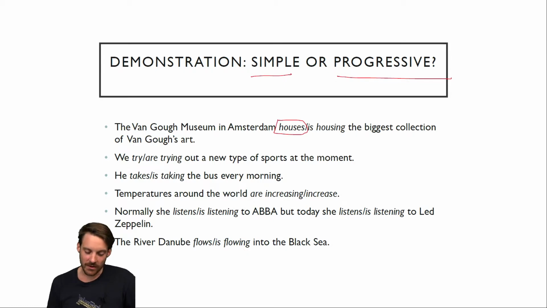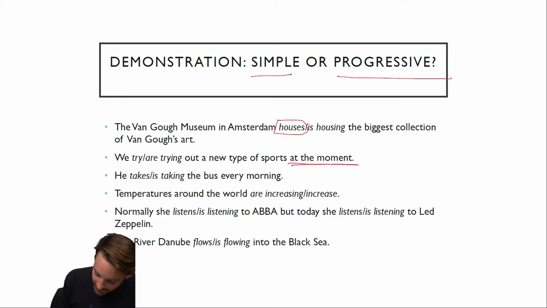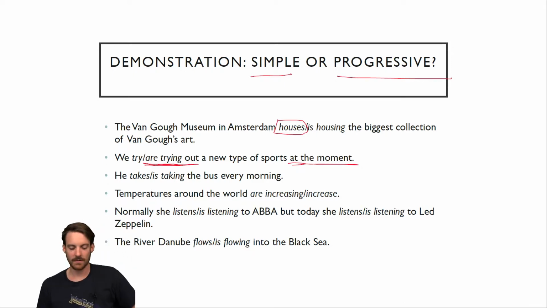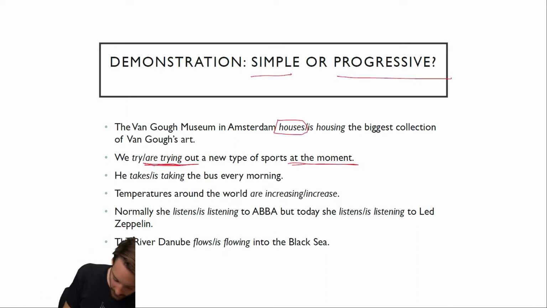And we are trying out a new type of sports at the moment. Oh no, there's an indicator here. Indicator alert. At the moment. So which tense are we supposed to use? That's right. They are trying out a new type of sports at the moment. He takes or he's taking the bus every morning. Very easy. Of course, he takes the bus every morning.